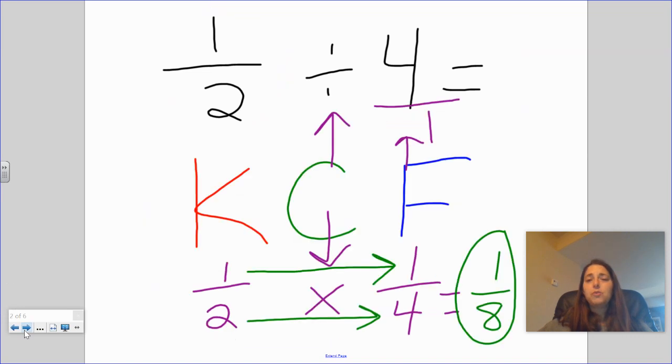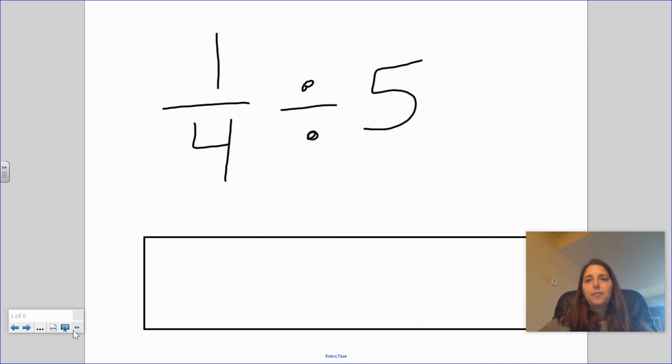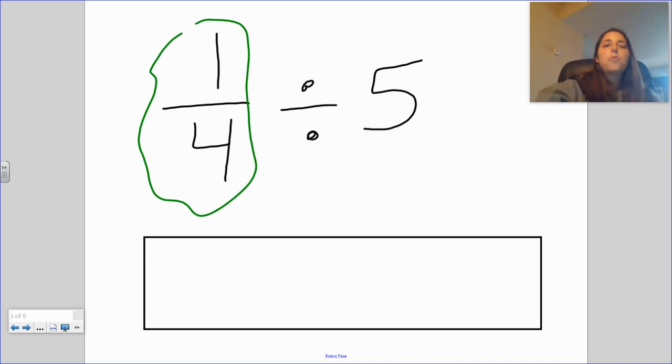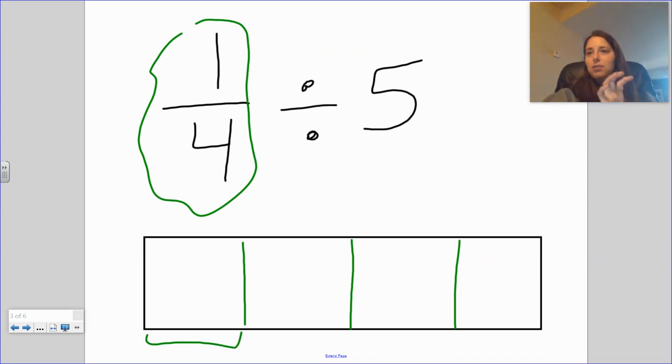I'm going to go ahead and do at least one more to help you. And I might have to move my face here. There we go. Okay, so I have 1/4 divided by 5. So what that means is I am starting with 1/4. So I'm going to take my whole object here, and I'm going to divide it into 4 equal pieces so that I can focus on this 1/4. That's where my answer is going to be.